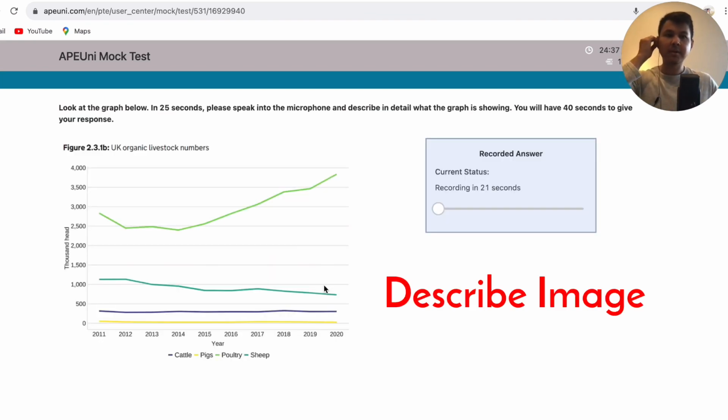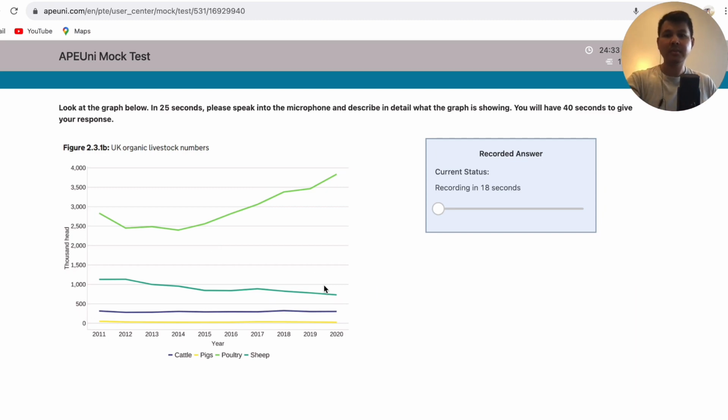UK organic livestock number. UK organic livestock numbers. 1,000 head, cattle, pigs, poultry, sheep, year. The given image gives information about UK organic livestock numbers. It is a very beautiful image and I have to speak for 40 seconds about this image. There are different elements in the image which are 1,000 head, cattle, pigs, poultry, sheep, and year. 500, 1,000, 1,500, 3,000, and 4,000. And year 2011, 2012, 2015, 2017, 2019, 2020. One of the element is maximum and the other is minimum. To conclude, the image is very informative.